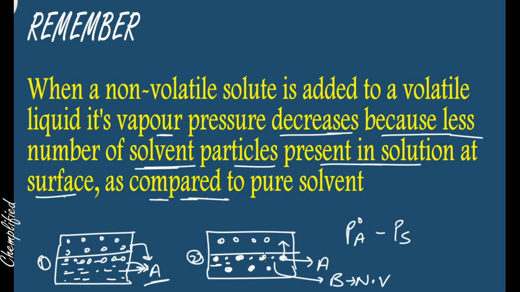So a non-volatile solute decreases the vapor pressure, which is known as lowering in vapor pressure, given by this formula, right? Remember this term. Lowering in vapor pressure is given by P naught A minus Ps, where P naught A is the vapor pressure of pure component A and Ps is the vapor pressure of the solution. So that's how vapor pressure is lowered, right? Let's move.